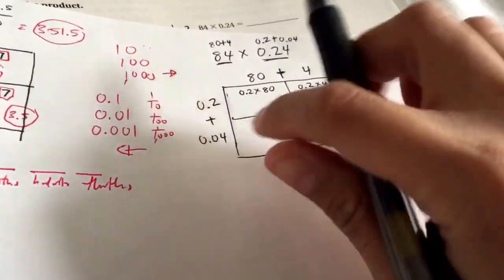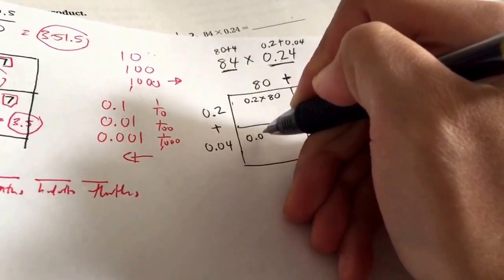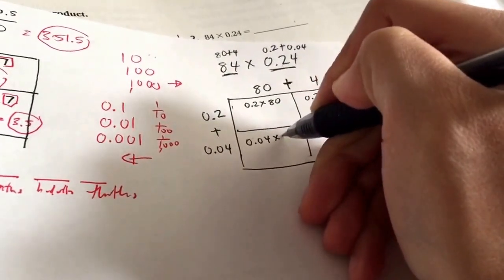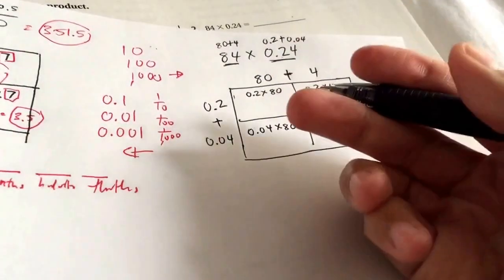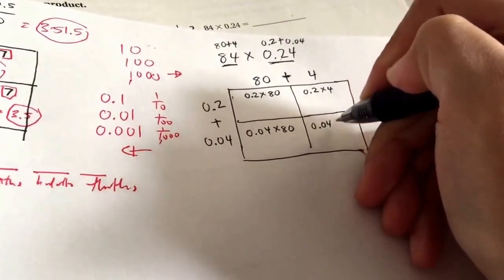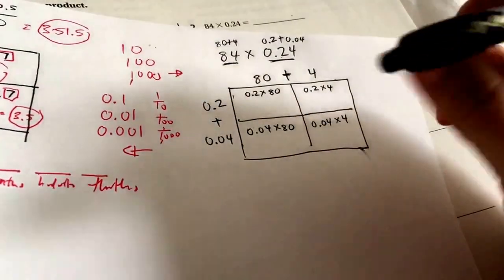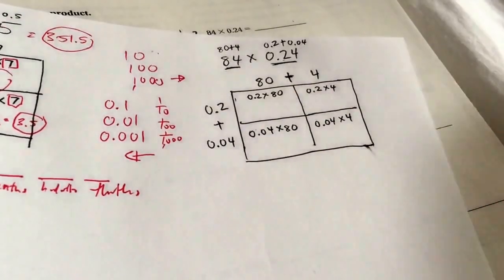For the next box, I'll be using the numbers 0 and 4 hundredths. 0 and 4 hundredths times 80. Again, 80 times 0 and 4 hundredths is fine. 0 and 4 hundredths times 4. This one gets a little more exciting because we're going to have a lot more movement and adding of zeros and things than in the first one.